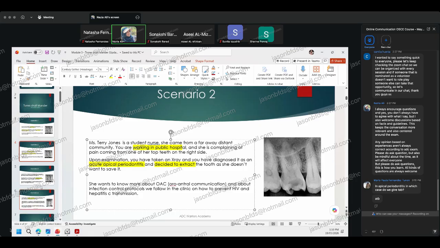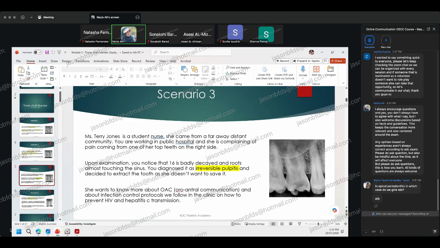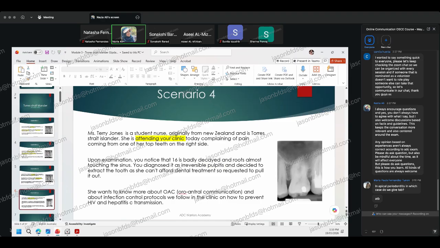Okay. Third version, we have again a public hospital. That's how they do it in the exam. They subtly change the scenarios, and you think it's the same. Now the diagnosis is pulpitis. All right. Diagnosis changed. Fourth version, it's a private clinic, and it is pulpitis. And now you want to remove it because you can't afford it. You see that?